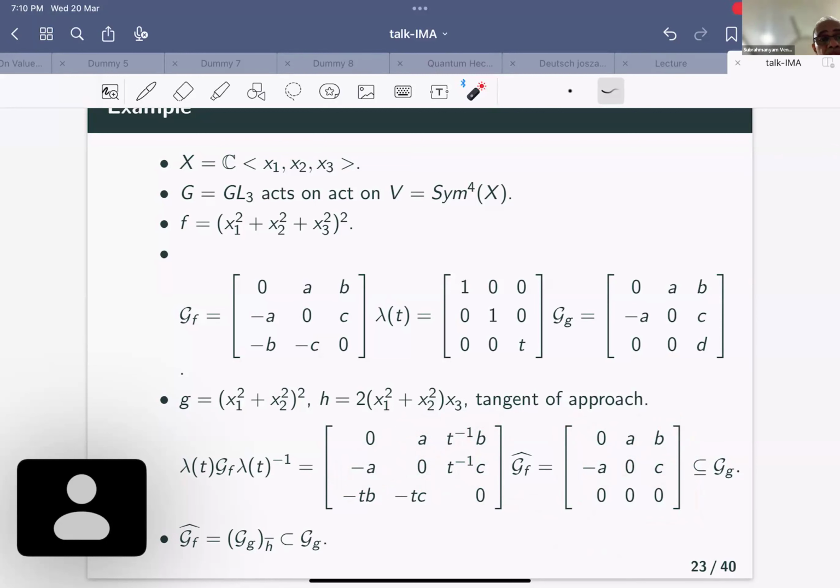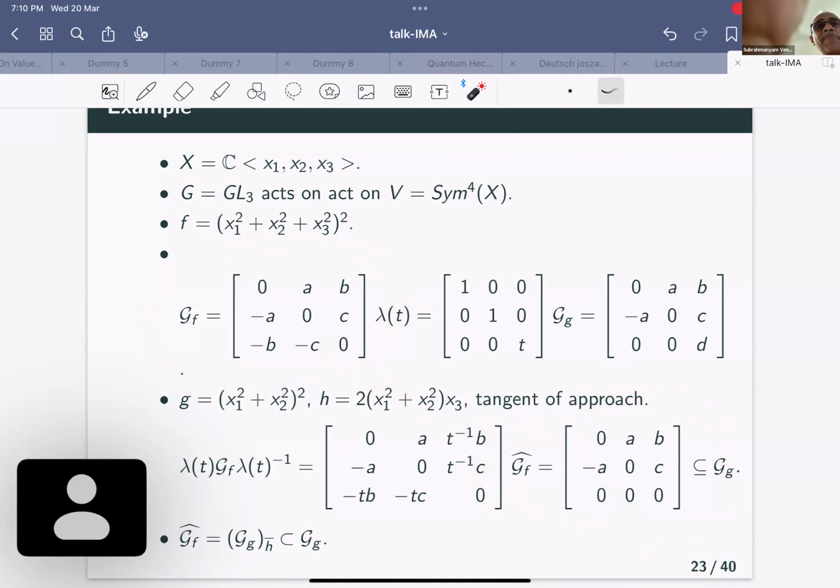Yeah? And of course, if you observe, this sits inside this. G_F hat sits inside G of G. The leading term Lie algebra sits inside the Lie algebra of the stabilizer of F.